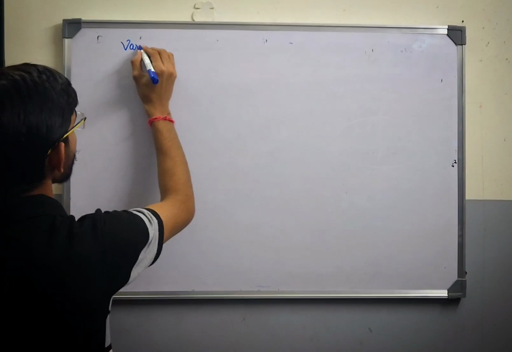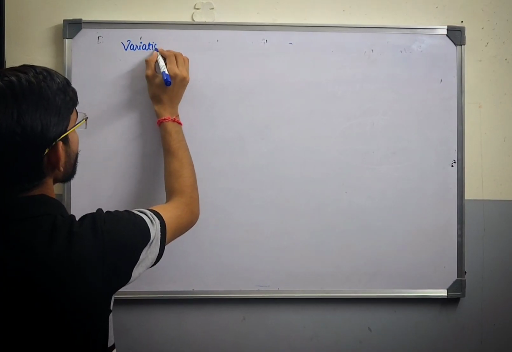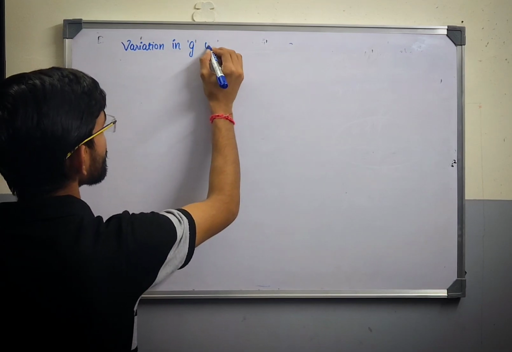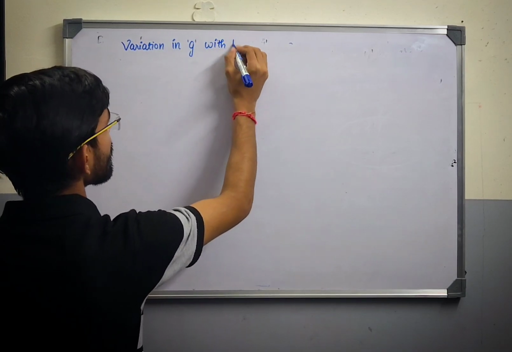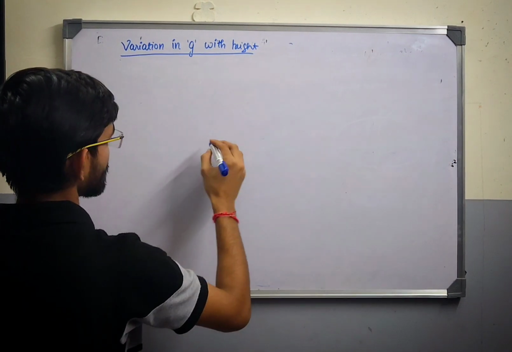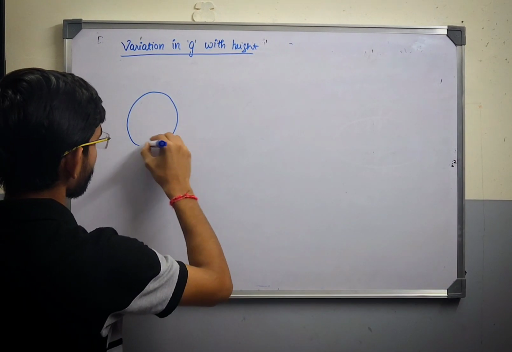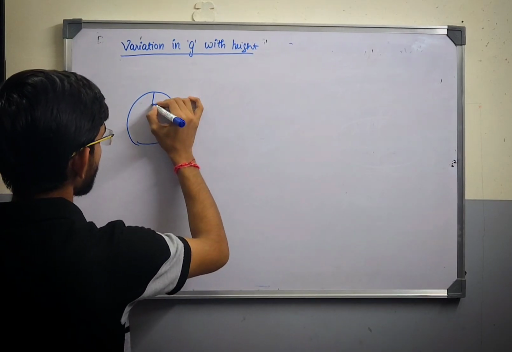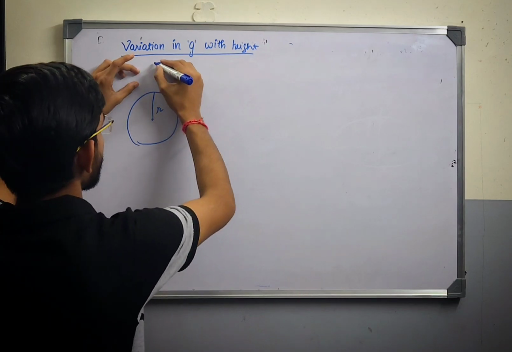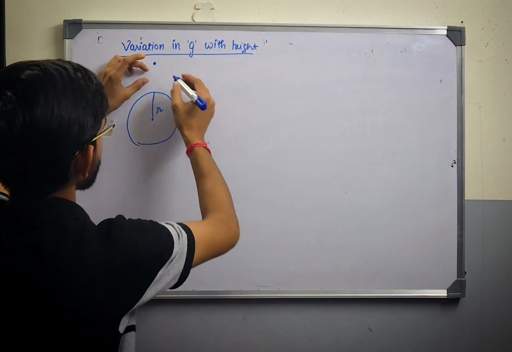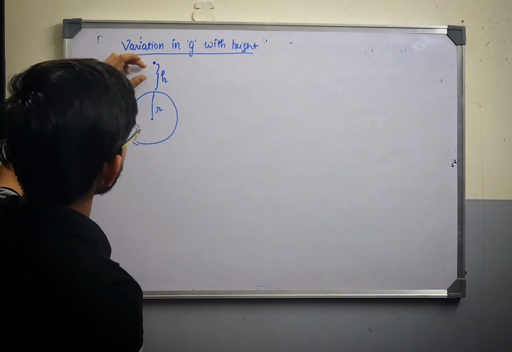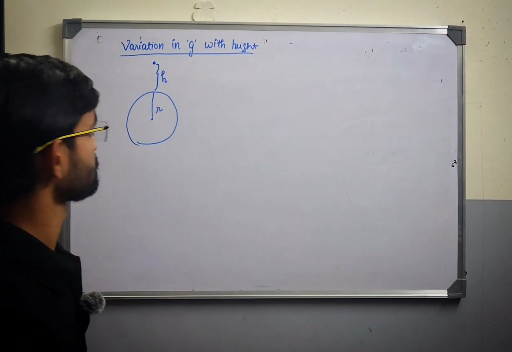Variation in g with height. Suppose this is Earth and this is the radius of Earth. We have to find acceleration due to gravity at h distance above the surface of Earth.